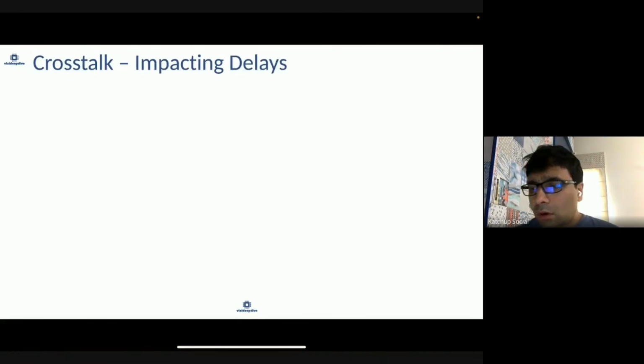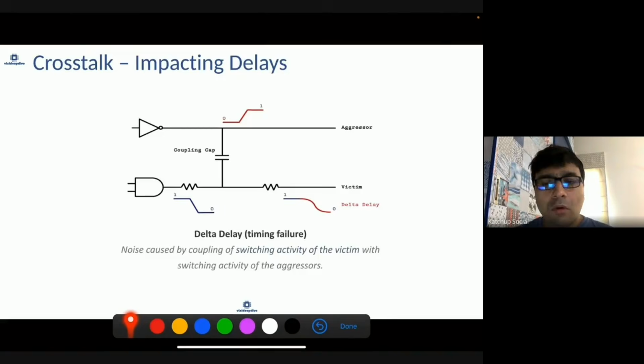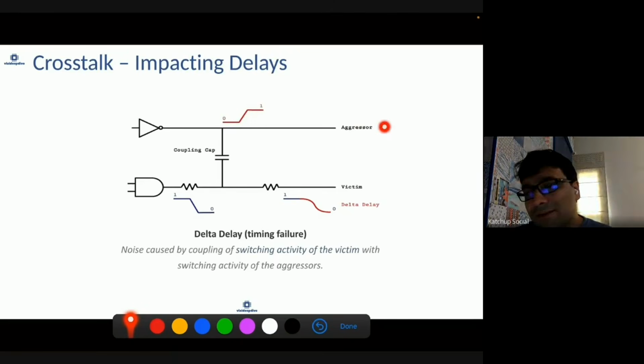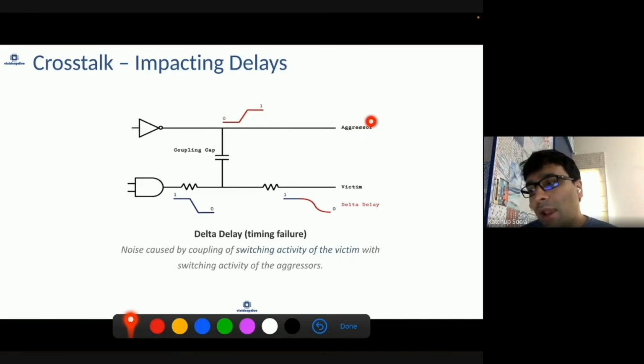So what is crosstalk? When there are signals or wires present in close proximity of each other, there is something called coupling capacitance. What it means is, if a signal is changing, like here, the nearby signal can also change because of this effect. So let's say this signal is changing from 0 to 1. This is known as the aggressor, which is changing itself. And on the victim, it can cause a change also.